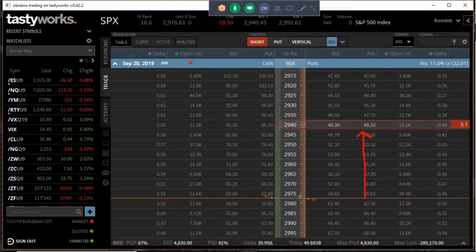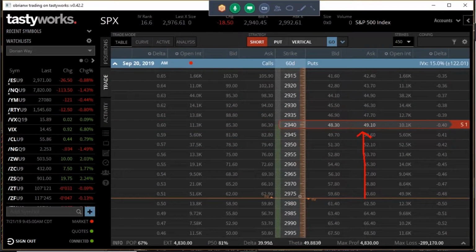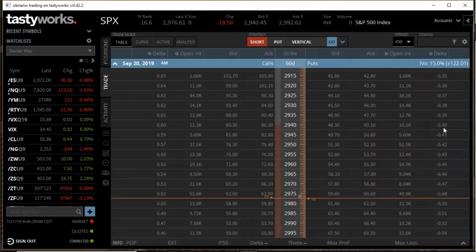I want to have at least a 51% chance of winning on everything I do. But in the Dorian Way, we normally trade stuff that has a 95% chance of winning, an 80% chance of winning, a 70% chance of winning. We have great odds of winning based on the probabilities, and it's all based on how options are priced based on implied volatility. Let's discuss that really quickly.